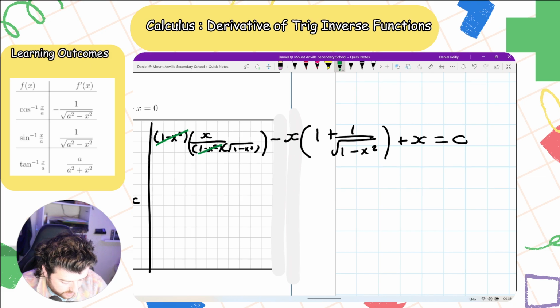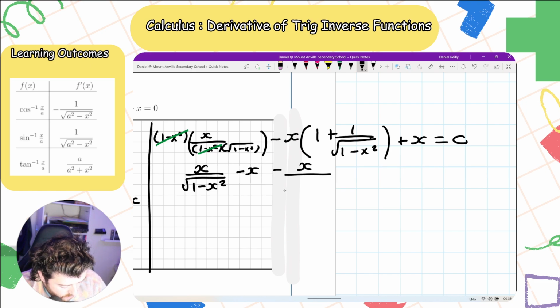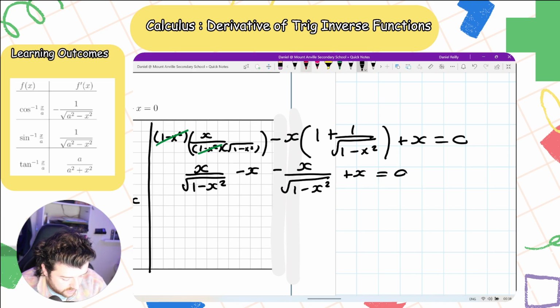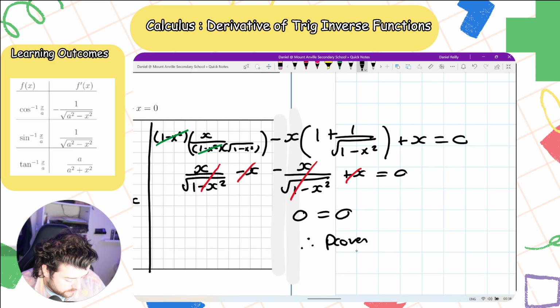This 1 minus x squared will cancel here in the numerator, so that's why I did that earlier. So I'm going to have x over root 1 minus x squared, minus x, minus x over root 1 minus x squared, plus x equals 0. And we're lucky here, these all cancel out. Minus x cancels out with plus x, and then plus x over root 1 minus x squared minus x over root 1 minus x squared is equal to 0. 0 is equal to 0. QED, proven true. What a fun question.